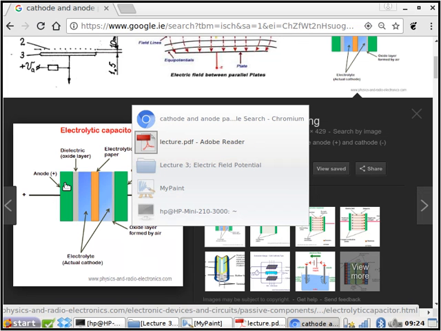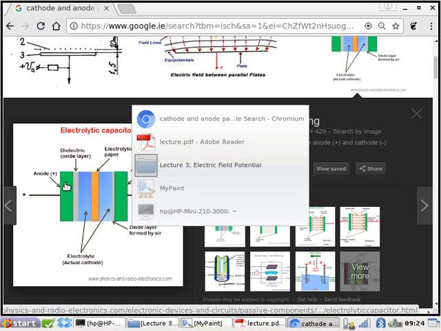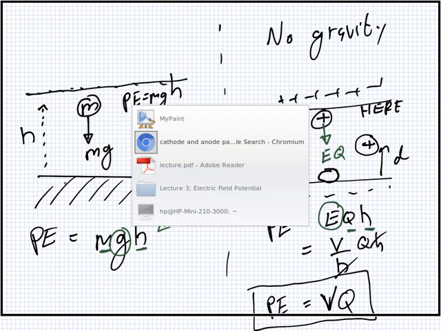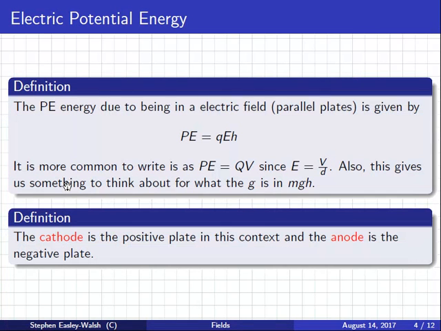But in a capacitor, and a capacitor is the same thing as the parallel plates for the electric field. Remember we said we can make a capacitor by putting two plates close together, and we can also make an electric field by putting two plates close together. So I have it backwards, I would assume. The cathode is the negative plate. Yeah, the cathode is negative in the parallel plates.